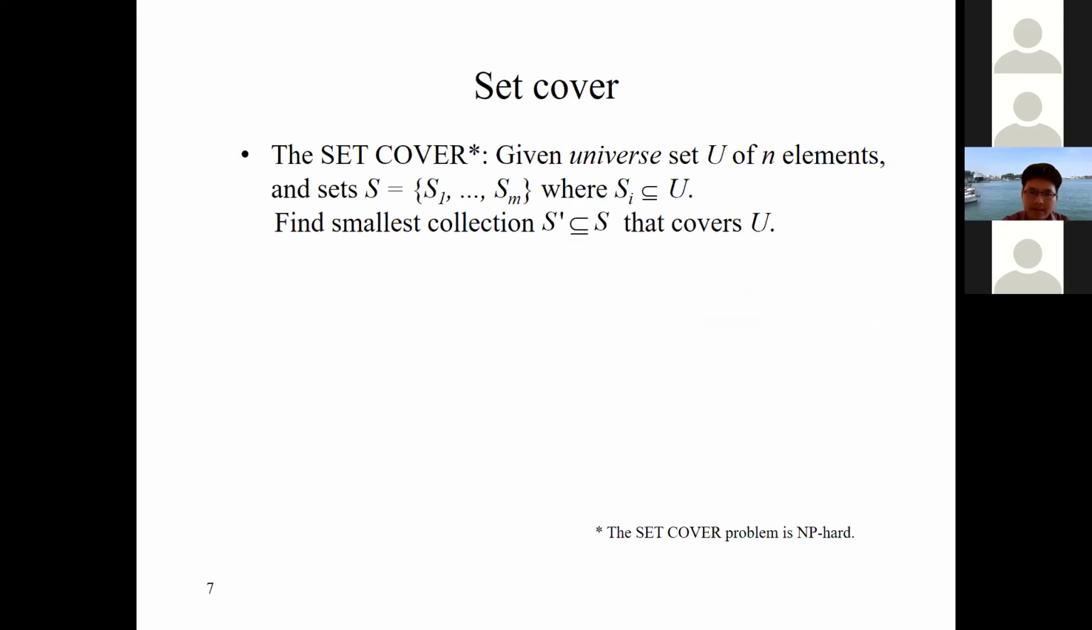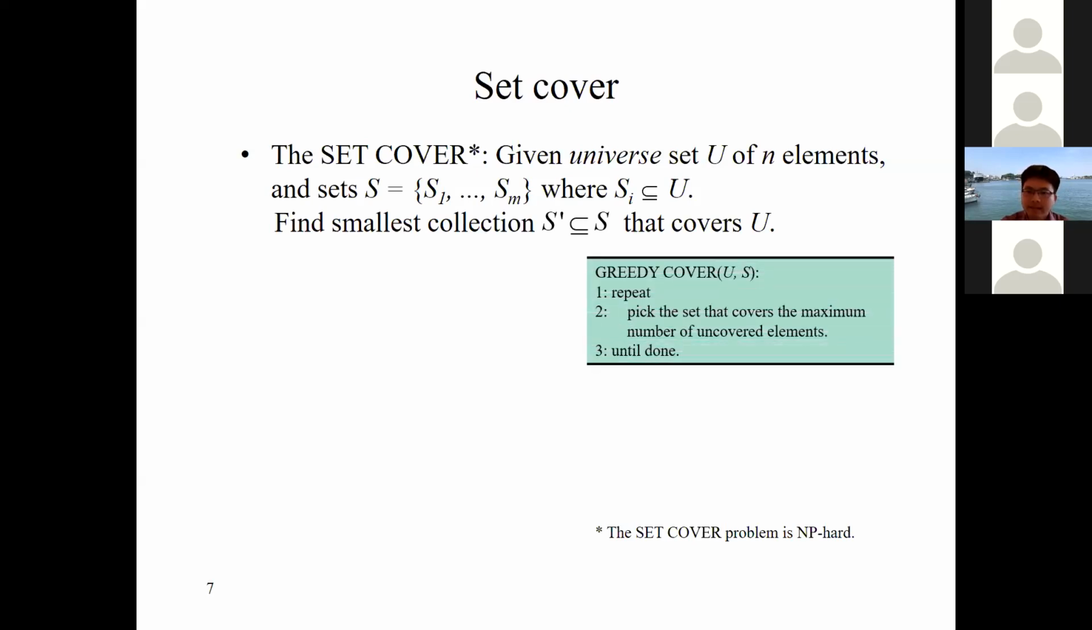First, let's take a definition of the set cover problem. Here you are given a universal set U of n elements and a collection of subsets S1 up to Sm, where Si is a subset of U. For example, U would be the set of n cells, and S1 might be all the T cells from U, and S2 might be all the B cells from U, and so on. And our goal is to find the smallest collection of subsets of S that cover U. So is it clear?